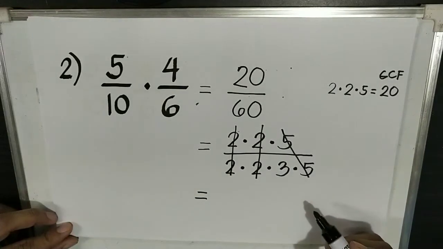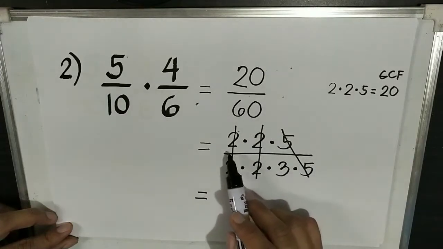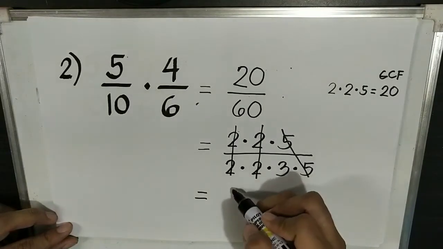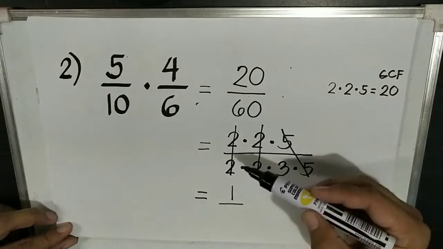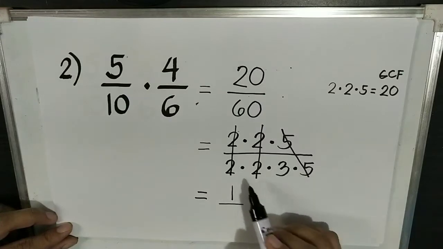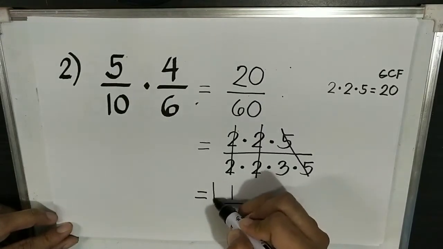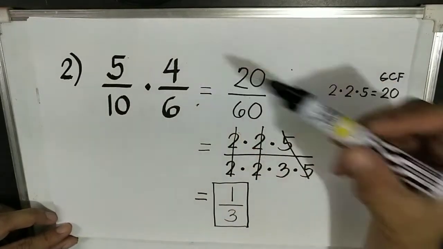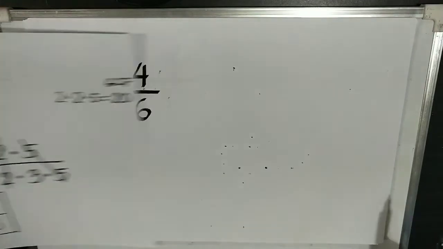So let's copy the remaining factor. In the numerator, as you can see, all numbers have been crossed out. So we can write here 1, because our number divided by itself is equal to 1. Then copy the remaining factor in the denominator. We have 3. 1/3 is the product of these two fractions. I'll show you the second way of solving this problem.